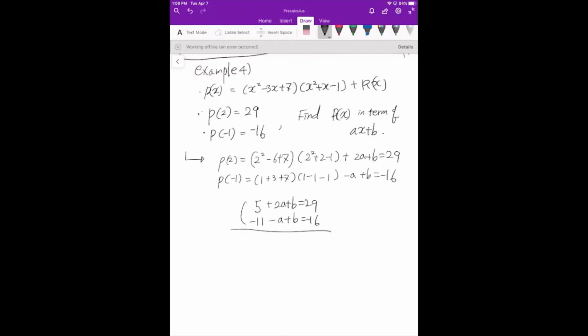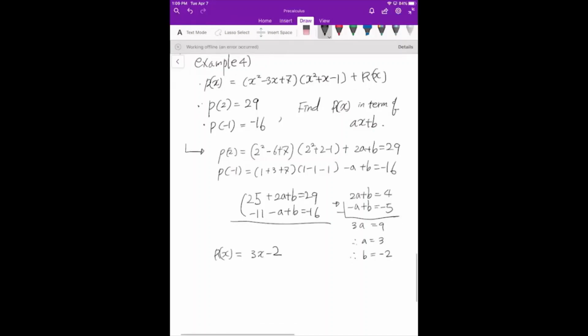I want to make it simpler. Instead of having the constant terms on the left side, 2a plus b is 4, and for negative a plus b, I add 11 on both sides, so I have negative 5. When you subtract, it's 3a equals 9, so a is 3. Thus negative 3 plus b is negative 5, so you have negative 2 for b. So your answer, R(x), the remainder, is 3x minus 2. That was the example. Let's work on another example to use the remainder theorem.